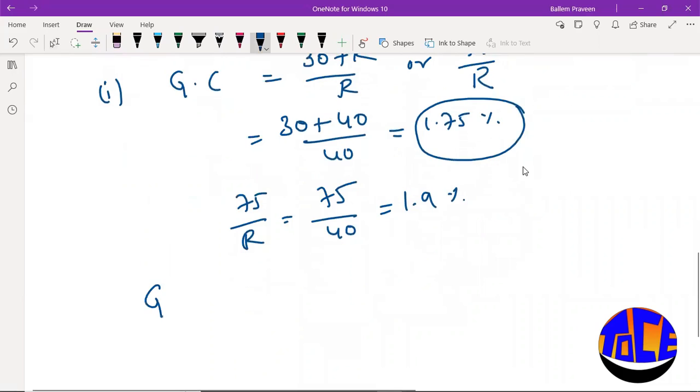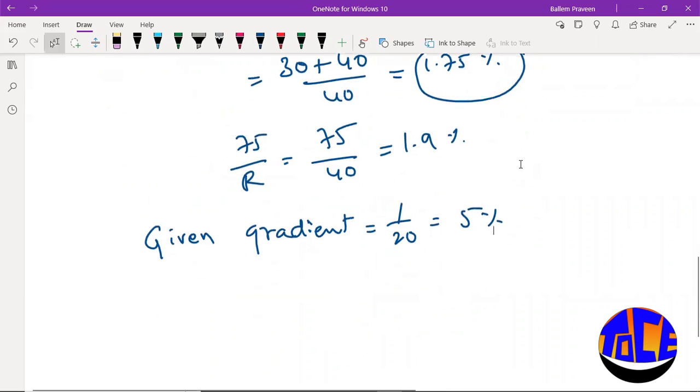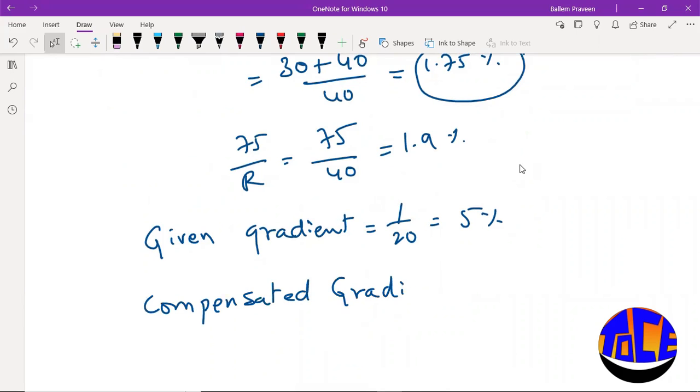What is the given gradient? The given gradient is 1 by 20, that is 5%. Now the compensated gradient is equal to 5 minus 1.75, so it is 3.25%. You are getting 3.25%.